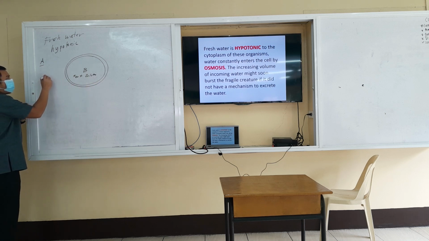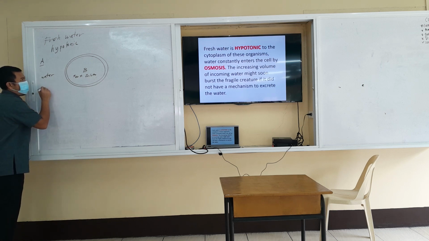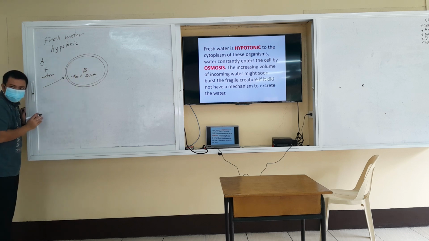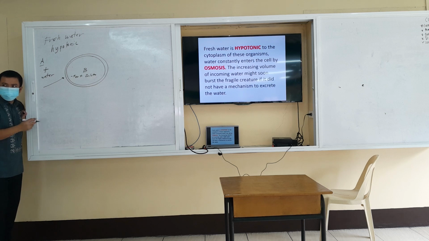Area, water lang for example. Fresh water, pure water for example. The tendency, if you place a cell in a hypotonic environment, since there is more water outside than inside, the water will diffuse going inside the cell. So what do you think will happen? What will happen to the cell?